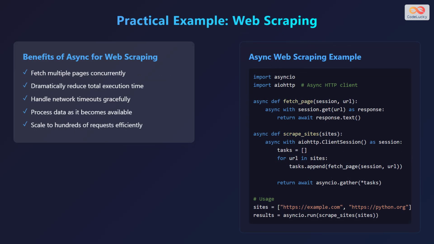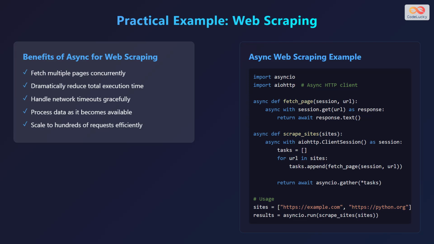Let's look at a practical example: web scraping. Using asynchronous input-output for web scraping has significant advantages. You can fetch multiple pages concurrently, dramatically reducing the total execution time. It allows you to handle network timeouts gracefully, process data as it becomes available, and efficiently scale to hundreds of requests. The code here demonstrates an asynchronous web scraping example using the aiohttp library, which is an asynchronous HTTP client.